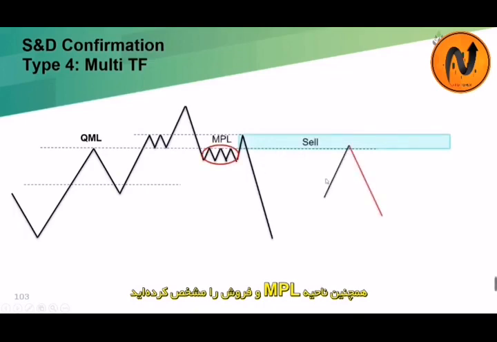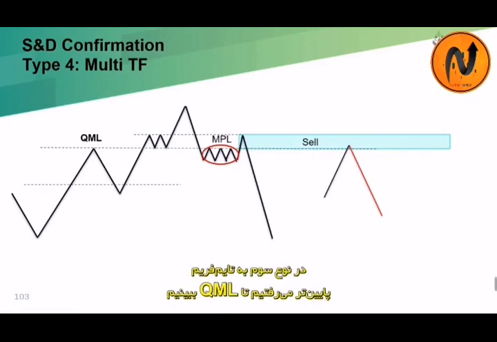All right. So what is the confirmation here? You need to switch to higher time frame. Previous one, the type 3, is switched to lower time frame for smaller QML. This one, you need to switch to higher time frame for confirmation. So what does it mean?